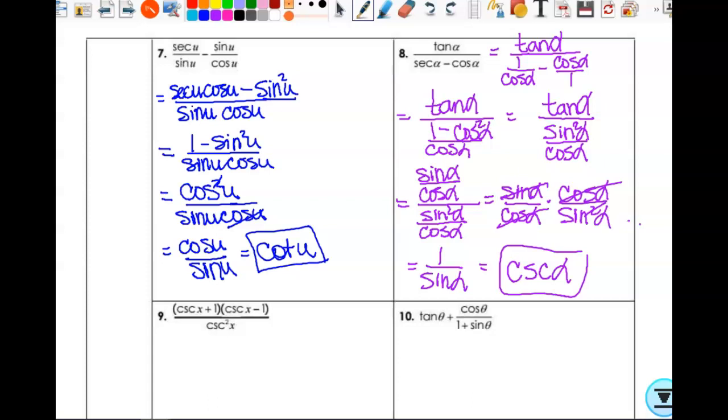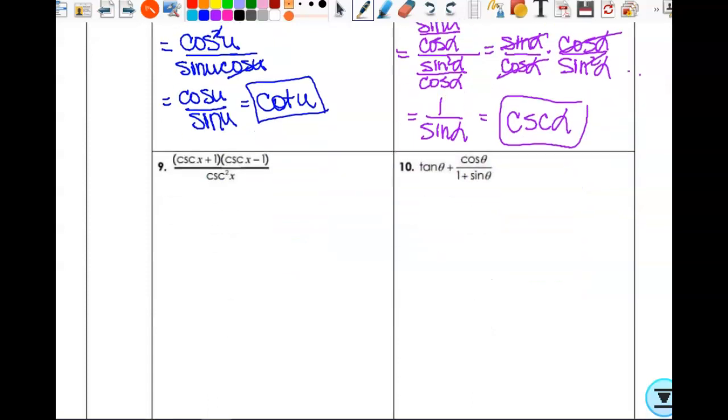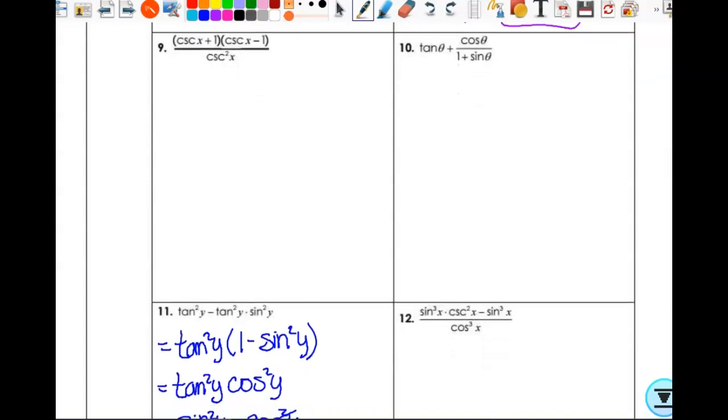Number 9. We're going to work number 9 two different ways. So kind of split this down the middle here. So we can have two different ways to look at this, okay?